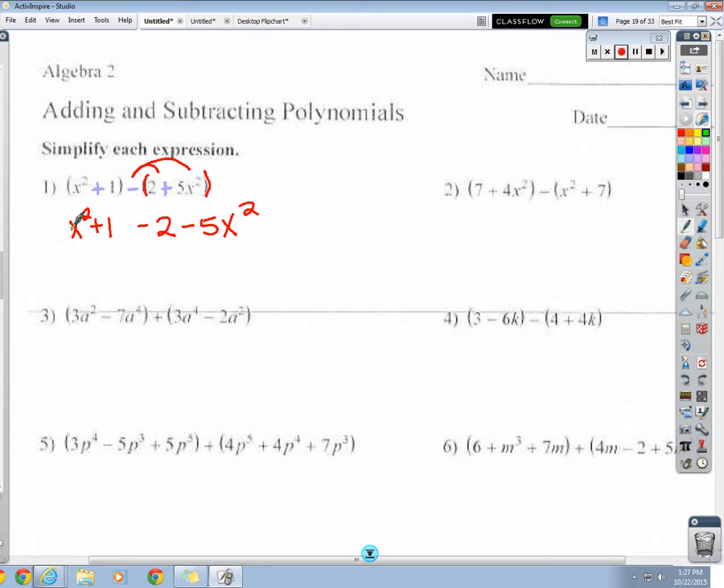This x squared, isn't that a 1x squared? What can it combine with? The negative 5x squared. Okay, well, what is 1 minus 5? Negative 4x squared. Then once you've dealt with the x squared terms and combined them, I always mark them out. That way I don't get confused. Like they don't get in the way. Because now that I've marked them out, I basically see all I'm left with is a 1 minus 2, which is negative 1.